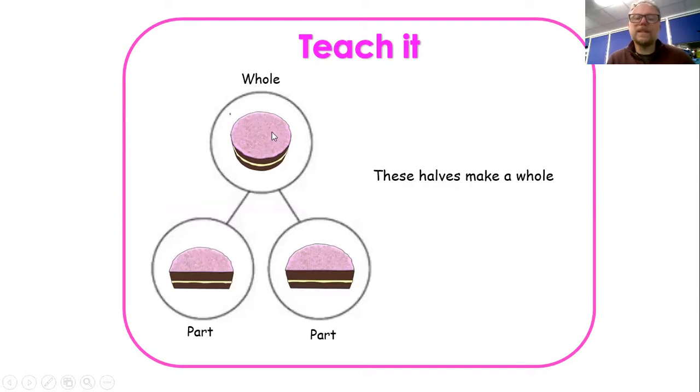This whole has been split into 2 equal parts. What do we call those? It tells you on the slide, my usual question. These halves make a whole. 2 halves make 1 whole. I'm hoping not to get in a muddle here, but I'm just about to pause the slideshow. And you can still see me, hopefully. So I'm going to show you some more pictures, and I want you to decide whether you think they are half or not.